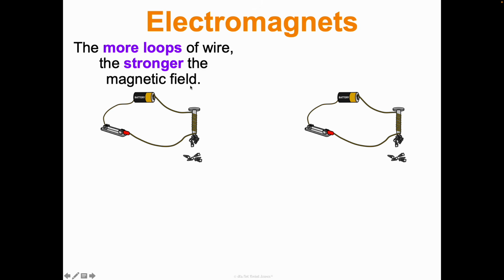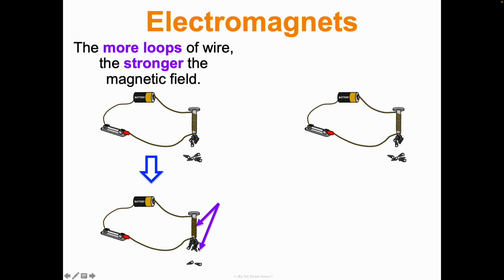So how do we increase the strength of an electromagnet? Well, first, the more loops of wire, the stronger the magnetic field that's going to be produced, and so the greater that attraction. Okay, so if we increase the number of loops, see it's a little bit more tightly coiled, we're going to be able to pull up more paper clips here, okay?